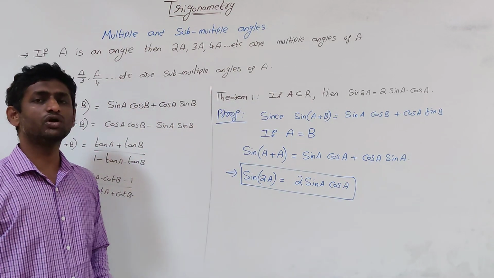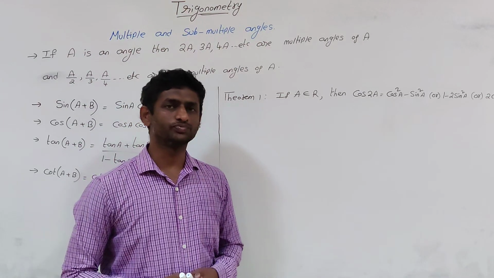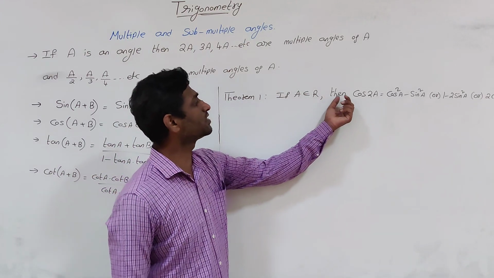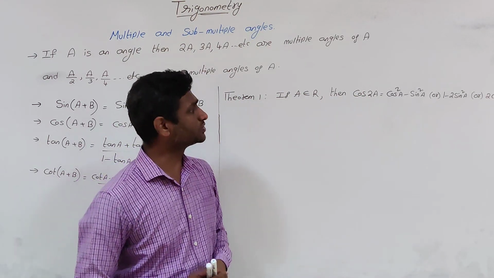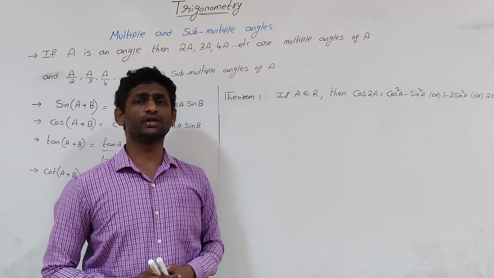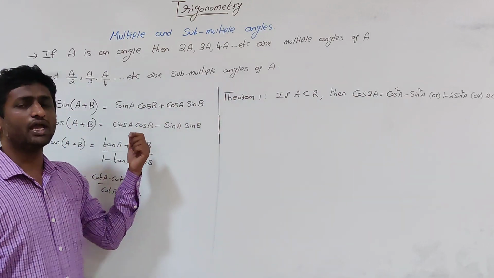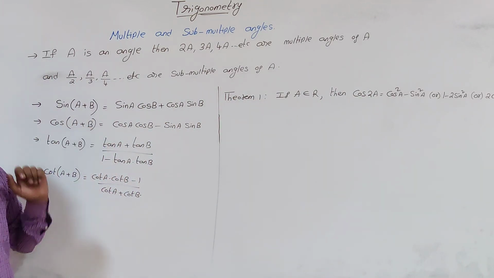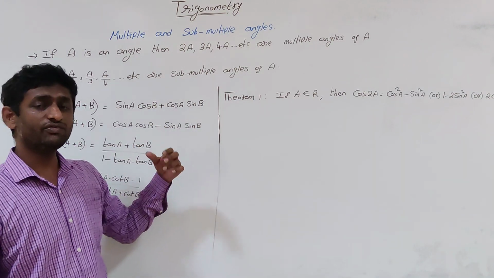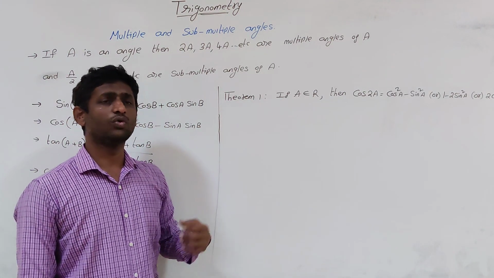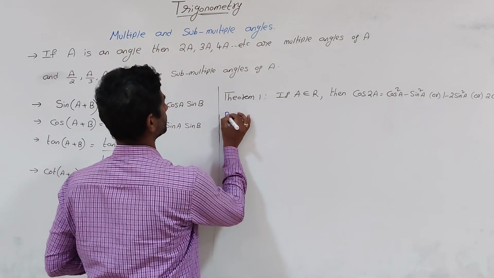So this is the trigonometric ratio sin of 2A. Now we'll see what will be cos 2A. Theorem 2. If A belongs to R, then cos 2A is cos square A minus sin square A, or 1 minus 2 sin square A, or 2 cos square A minus 1. Now as it is cos, we go for expansion of cos of A plus B. What will be cos of A plus B? Cos A cos B minus sin A sin B. If the angles are same, what happens? We will derive the cos 2A. Proof.